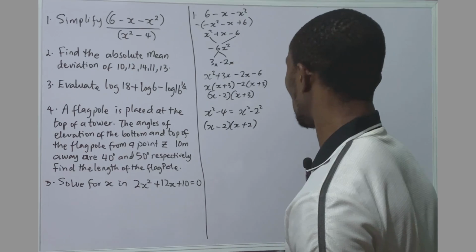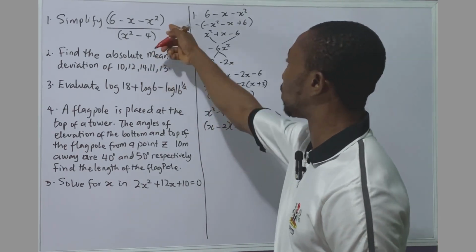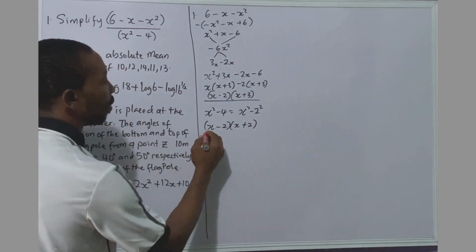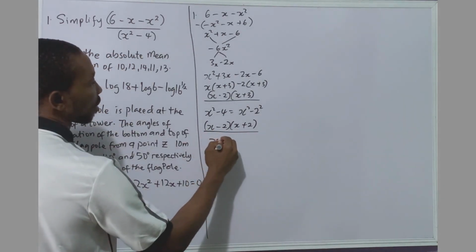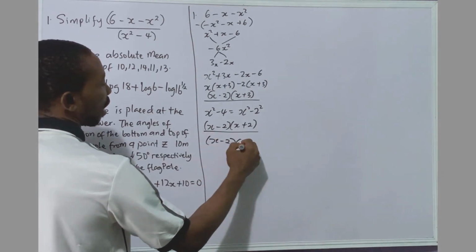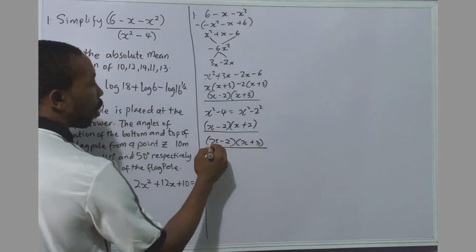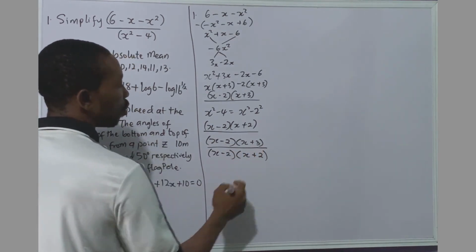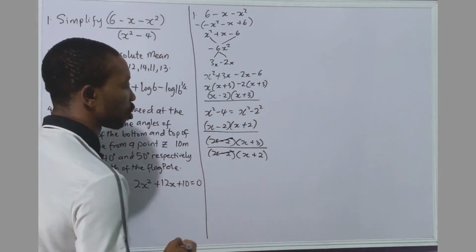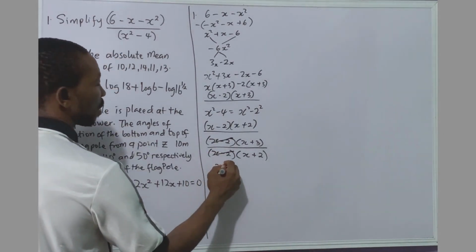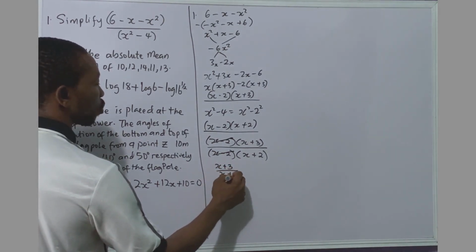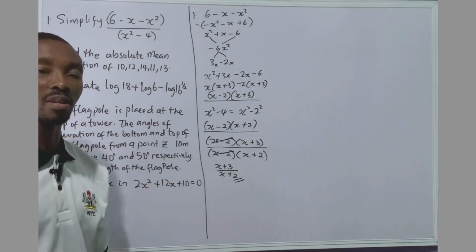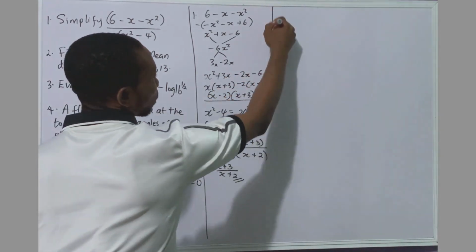Having done that, let's replace our equations. The numerator is (x minus 2) times (x plus 3), all over (x minus 2) times (x plus 2). So you can see x minus 2 will cancel x minus 2, leaving us with (x plus 3) over (x plus 2) as our answer. With this, we've simplified our first equation. Let's look at the second one.